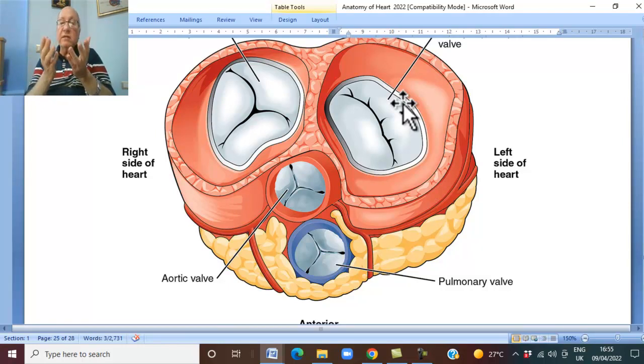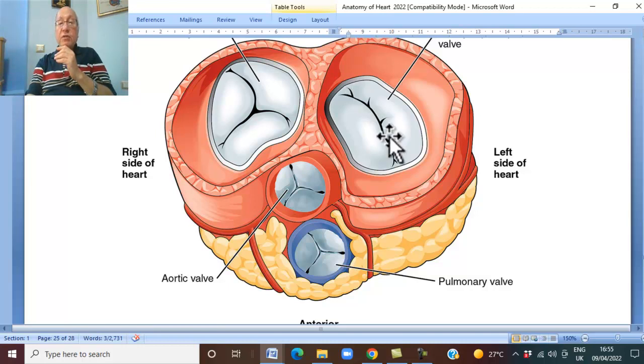What are the cusps of these valves? Like the right side, each cusp consists of a fold of endocardium, containing a thin layer of fibrous tissue, and it is non-vascular except the peripheral 2 or 3 millimeters. Each cusp has a base attached to the fibrous ring around the orifice, and it has a free border.